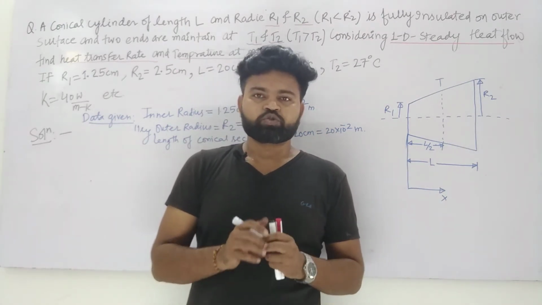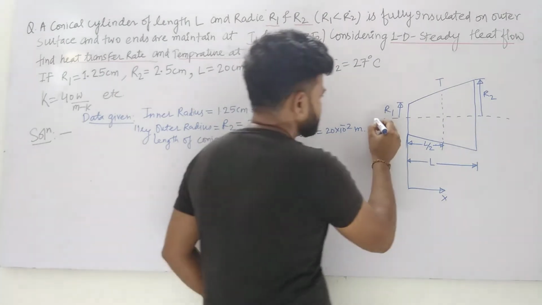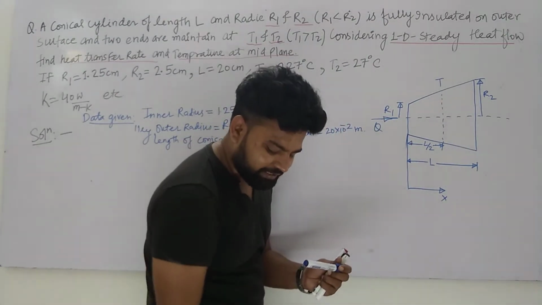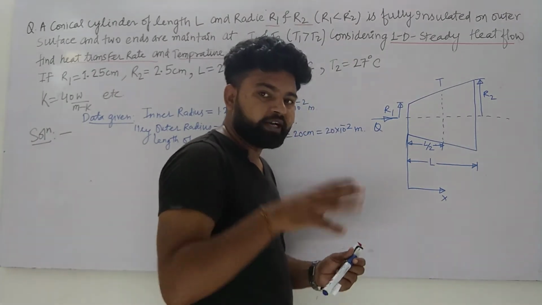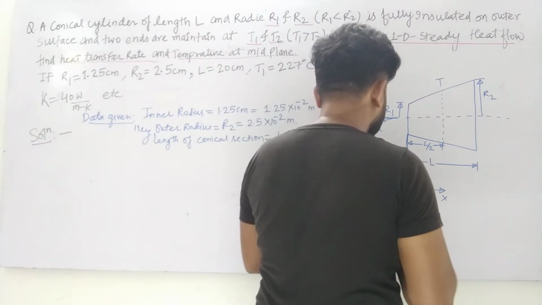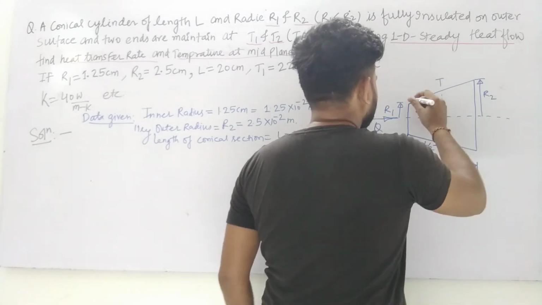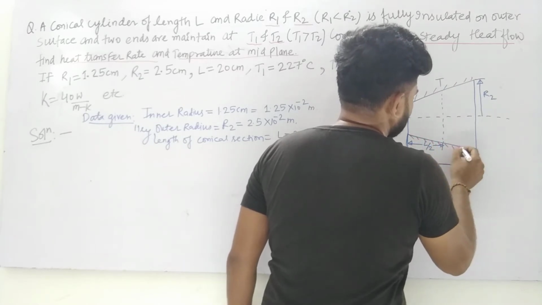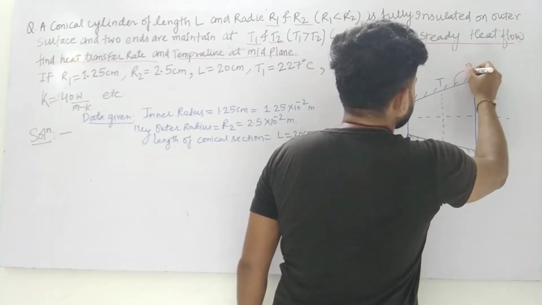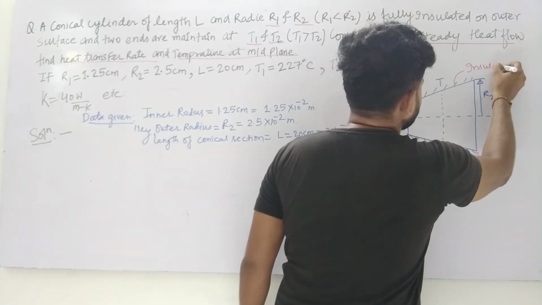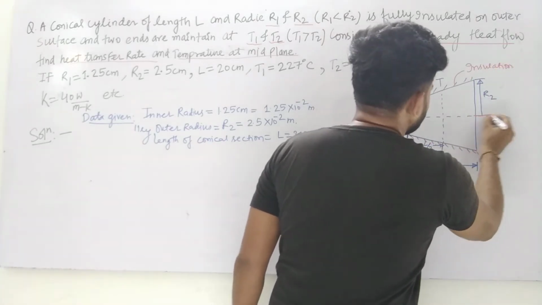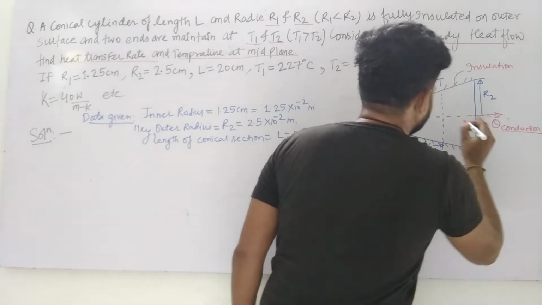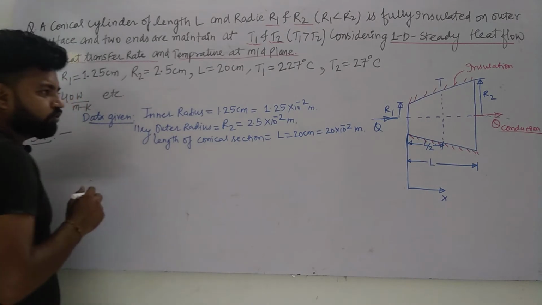Let us see. So what will be the heat transfer? Heat transfer will be in one direction only. Why? Because he has insulated the other sides. That means the insulation is on the outer surface. So my dear students, insulation is here. So the heat transfer will be only in one direction, and that will be by conduction. So how can I calculate the heat transfer?